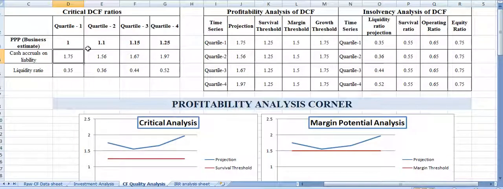And in doing so, in the first quarter, we got 1.75, we got 1.56 after discounting for the PPP, then 1.67 and 1.97. It's very important for us to understand our accruals vis-a-vis the outflows in our projections based on, again, as I keep reiterating, the historical cash flows for the lead players in the domain over the past time series.